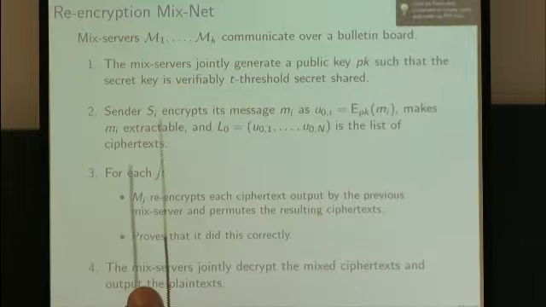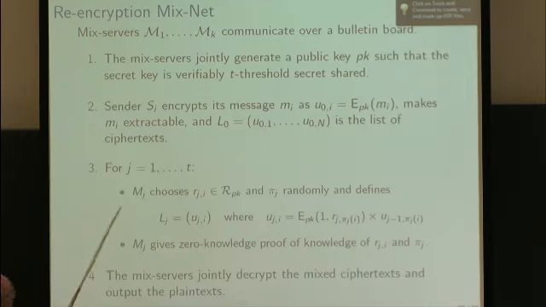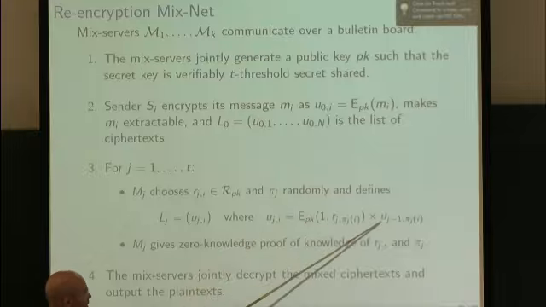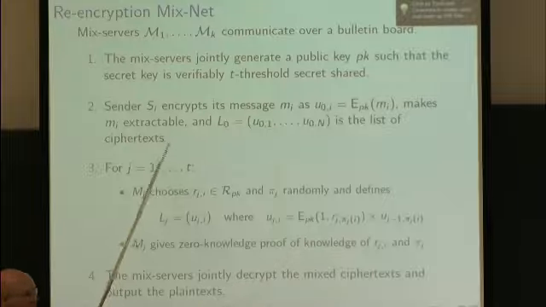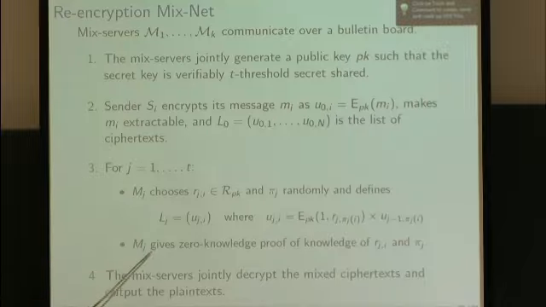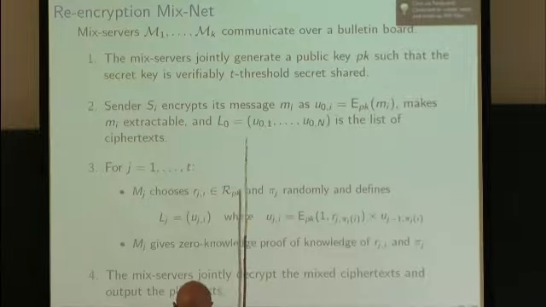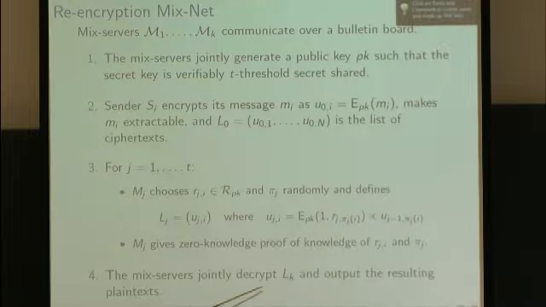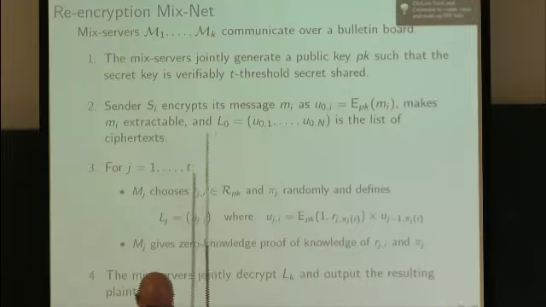So what does it mean? Well, each mix server picks some randomness and a random permutation, and they compute a new list, their output list, by taking each ciphertext, re-encrypting it, and permuting the whole thing, and defining that as the output, right? And then they also have to prove that they did that correctly. And if they did that correctly, we continue. And, oops, there's a slight typo here, it should be T. We finally decrypt this list LT and output the resulting plaintext.